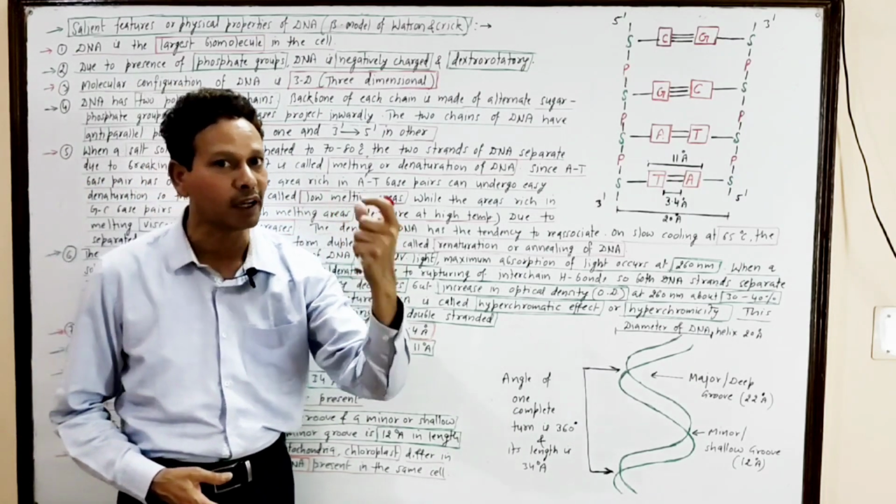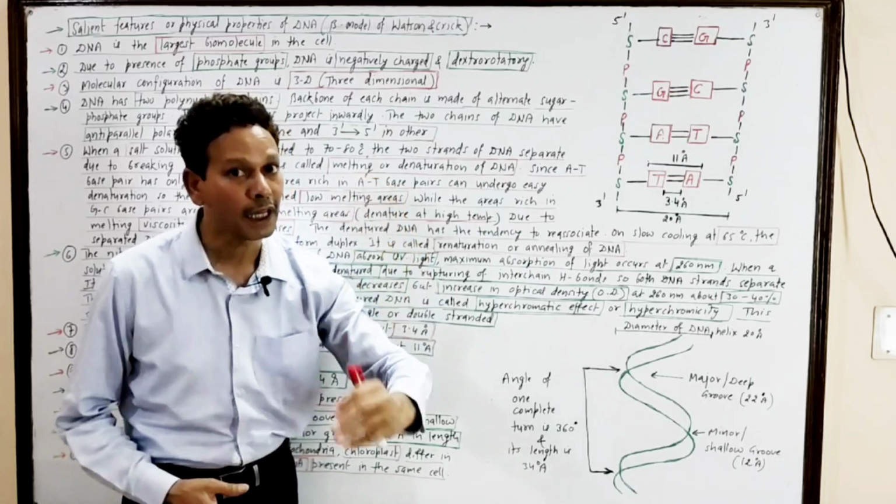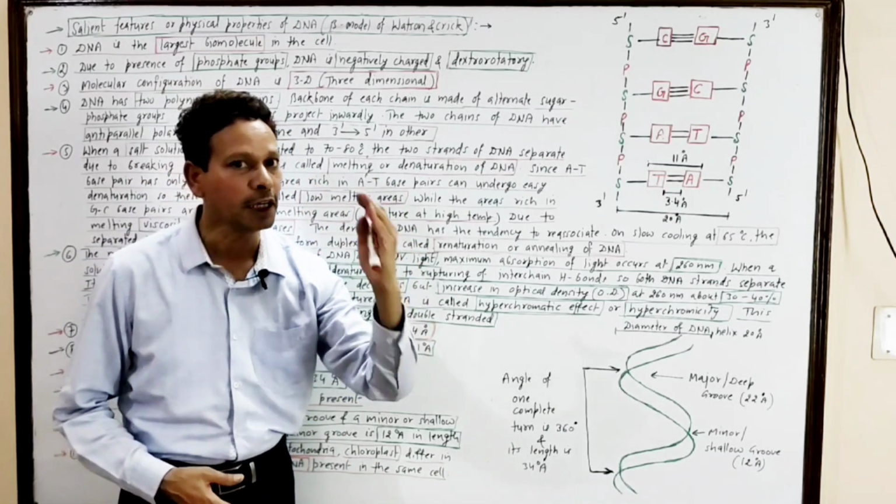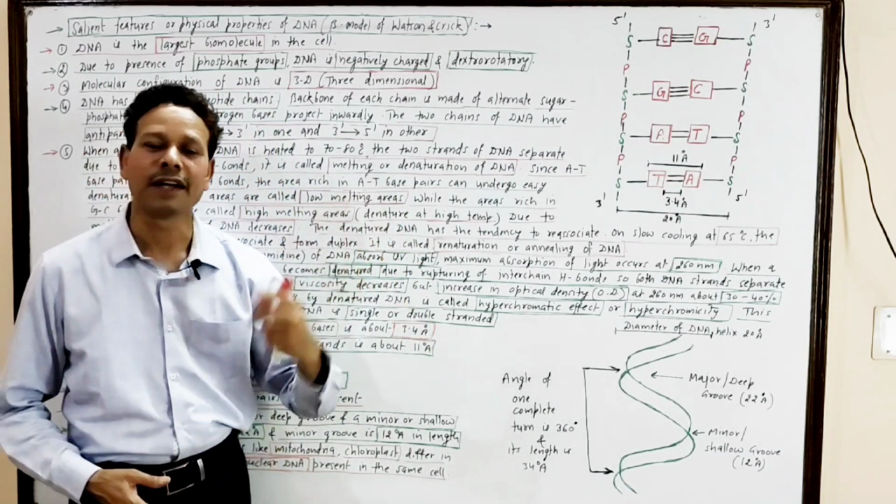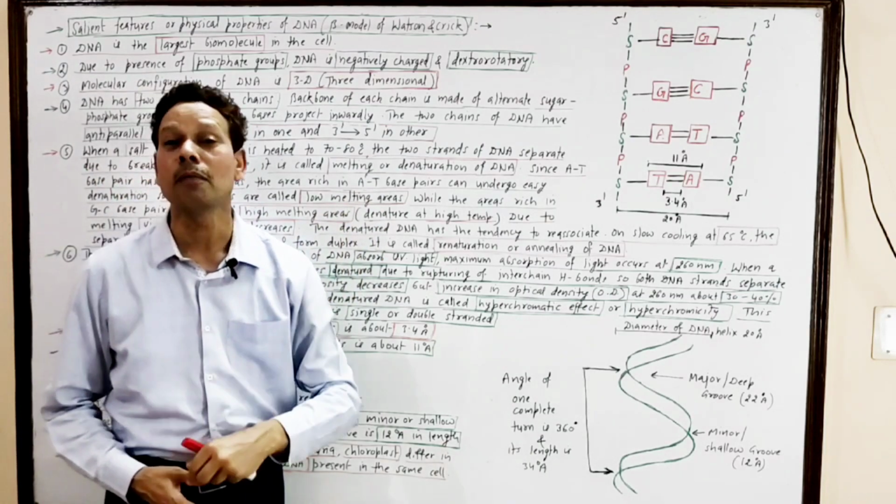Today we will discuss salient features or physical properties of DNA. It means today we will clear physical properties or salient features of Watson and Crick DNA, B model of DNA.